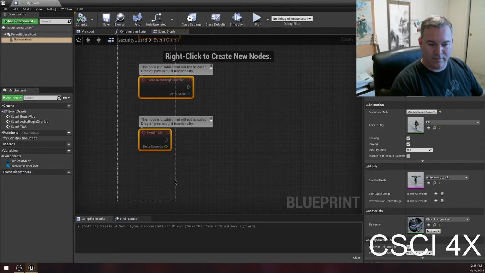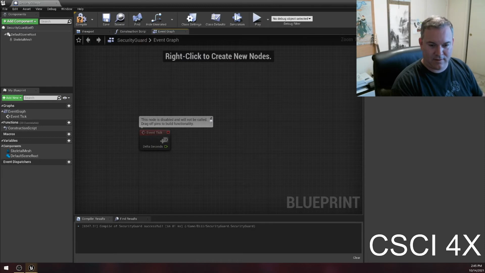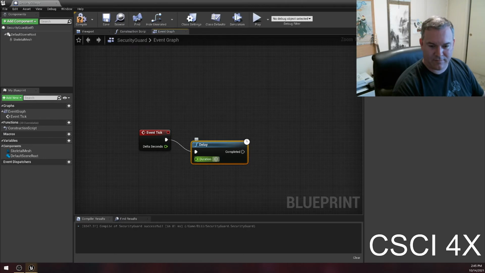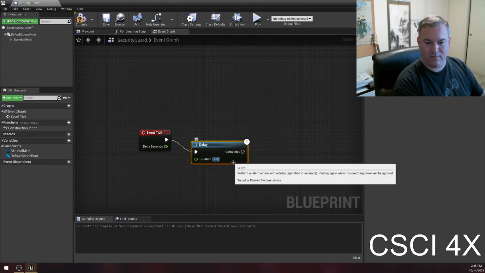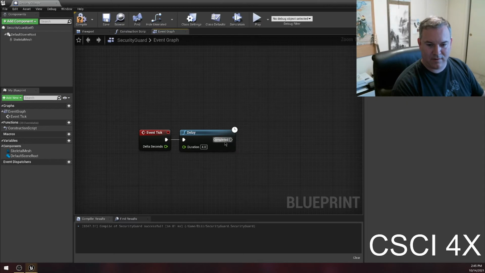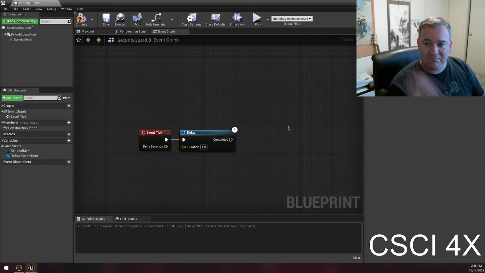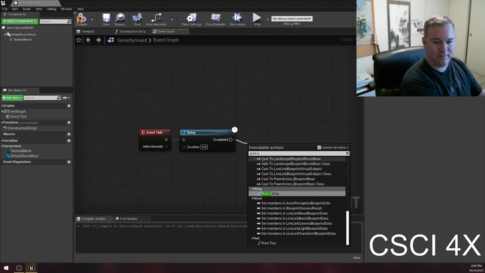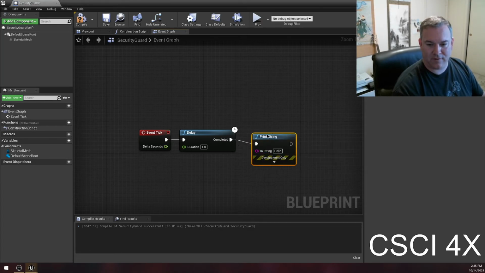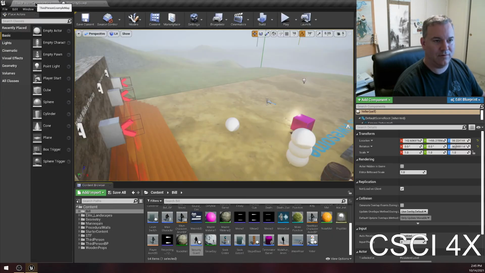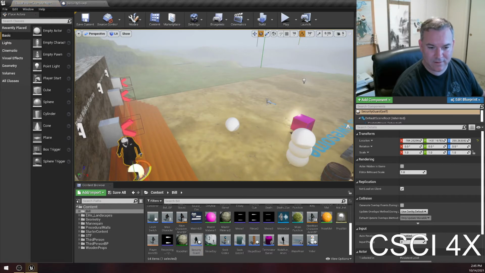Okay, so what we want is just every event tick, so every delay, so every like 4 seconds or so, we want it to wake up and find the player and tell the player, are you to my right or are you to my left? Okay, pretty simple. So we'll start off by just doing this and doing print string, and we'll just start off by saying hello. That's just to make sure everything's working right. Snap it to you, and we will drag out the security guard over here.